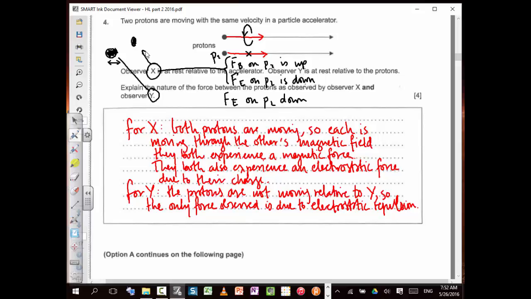That last part of the argument, explaining why F_E is bigger when it's moving as opposed to when it's standing still, is not really required for these 4 marks. All you need to do is explain why there's an electric and magnetic force for X, and why there's only an electric force for Y.